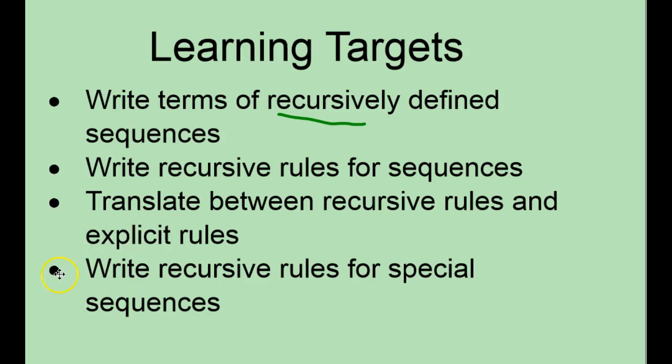And then in example number 5, we had a special sequence. We'll get more into special sequences later on in math and talk about what specific sequence that one was that we looked at in the example. But we had a special sequence and we wrote a recursive rule for that. So we met all of our learning targets going through these examples.